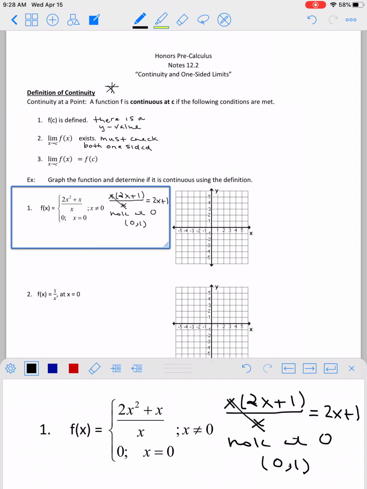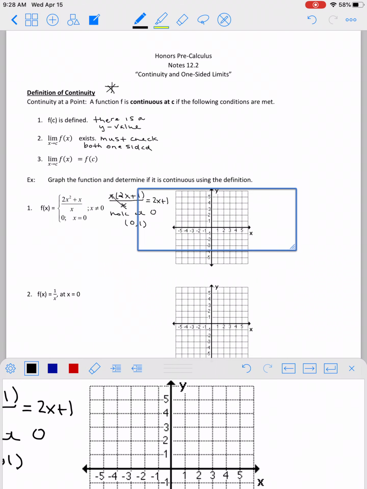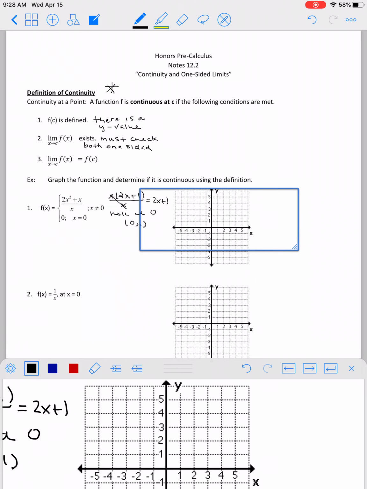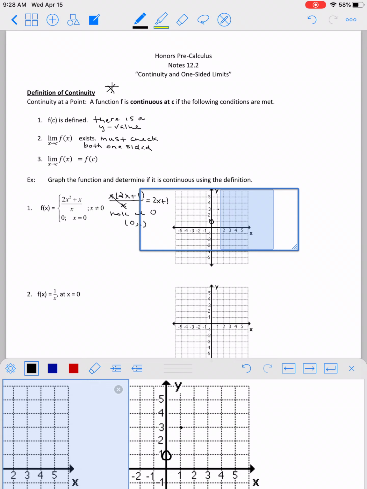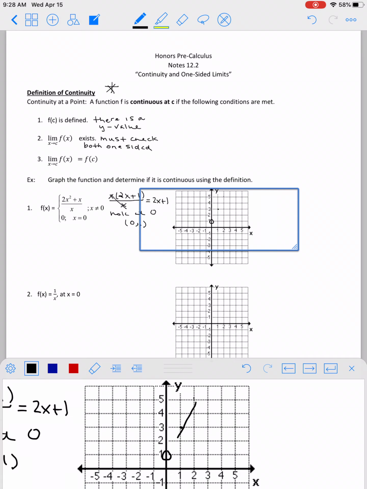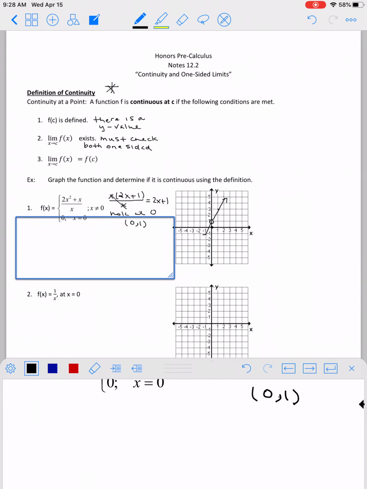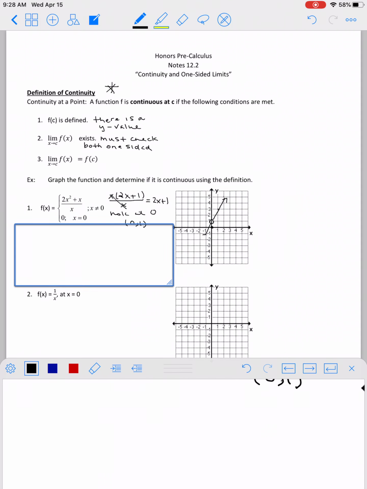So if I go to my graph, it says I have a hole at (0, 1), and then I'm going to go up 2 over 1, up 2 over 1, and that's going to let me draw. And down 2 over 1, and that's going to give me this. And then it says the function value over here, f of 0 equals 0. So that means I have a closed circle right there at the origin. Let's see if I can make that a little bit bigger. Okay, so now we are ready to run the test.